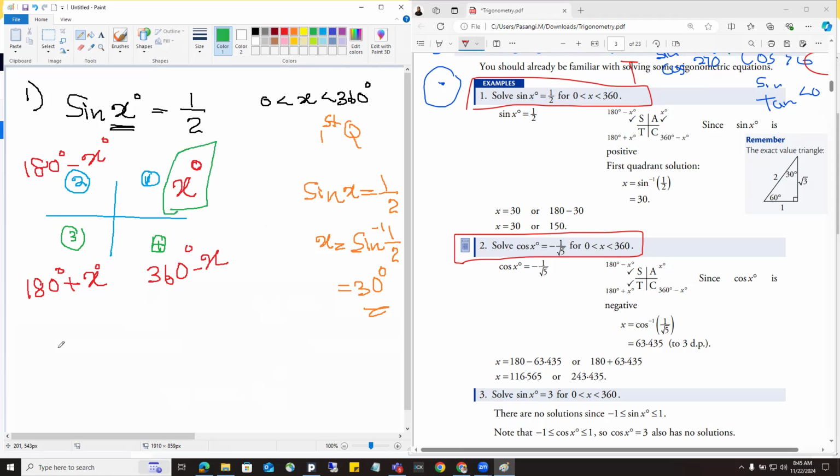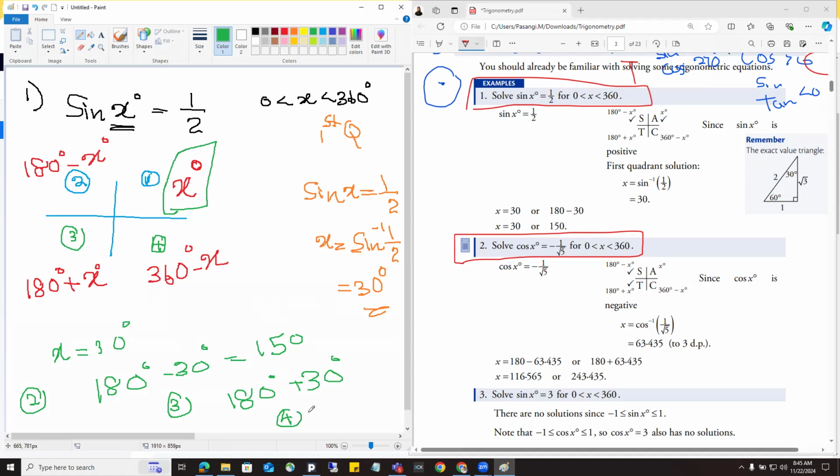Now see, we found the value for x. That means x equals 30. So what would be the second quadrant angle? The second quadrant angle is 180 minus 30 degrees, that means 150. The third quadrant angle would be 180 plus 30, and the fourth quadrant angle would be 360 minus 30.